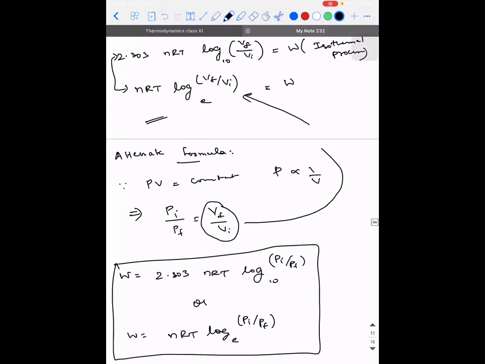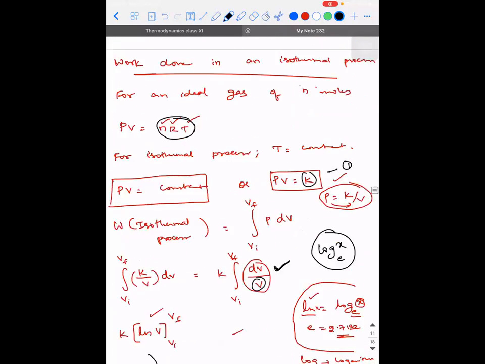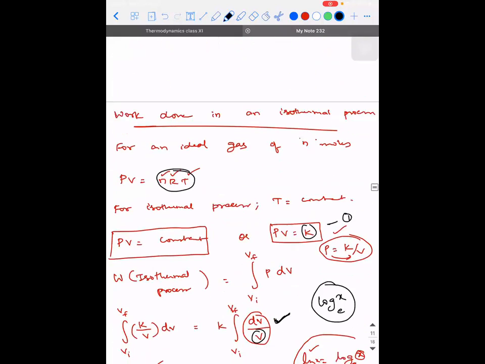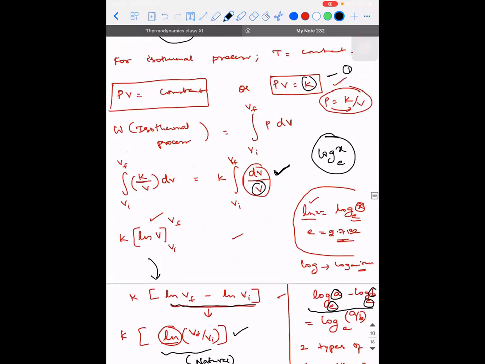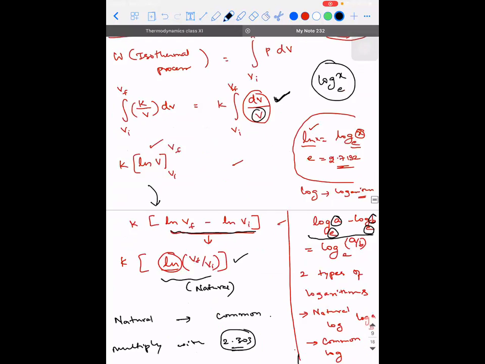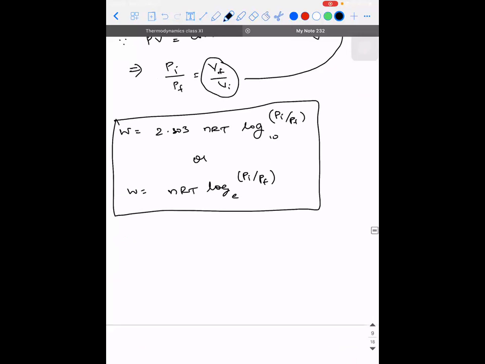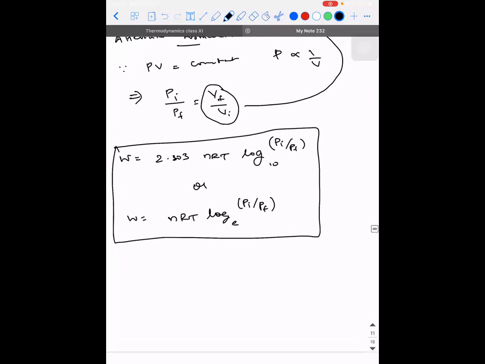So this is all about isothermal process. Since I've written many intermediate steps, it might appear to be a lengthy derivation, but it is not. You try it one more time, you'll get it. One last concept that is left out is the work done in an adiabatic process. The remaining parts they have removed from your syllabus, that is, the heat engine concept is removed. So we are going to concentrate only on the work done in the adiabatic process.